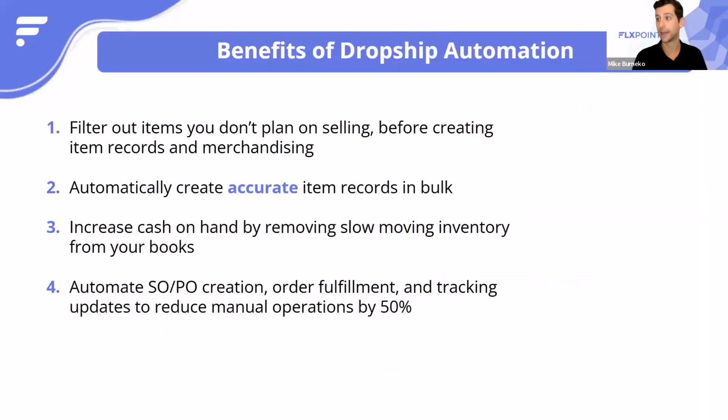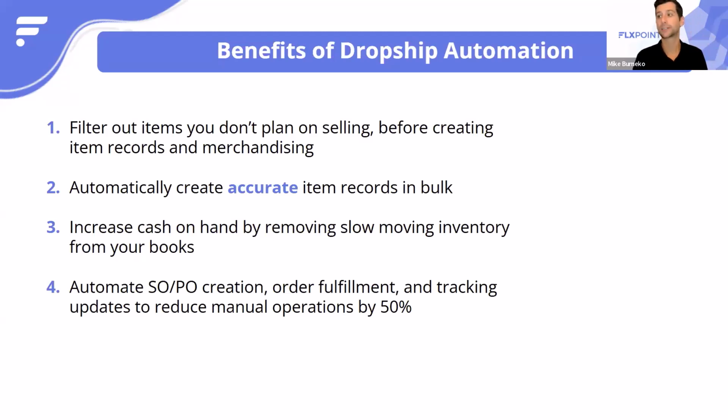So gaining that efficiency through automating processes, getting rid of some of that human error that I've mentioned a few times. So yeah, some of the benefits of automating when it comes to this dropship landscape, it's what I've said before. There are tools like Flxpoint that can filter out items that you don't plan on selling before you're creating item records and merchandising.